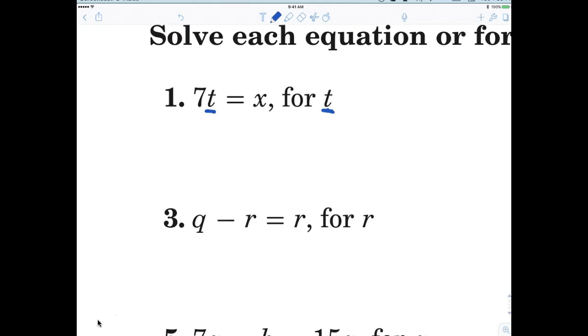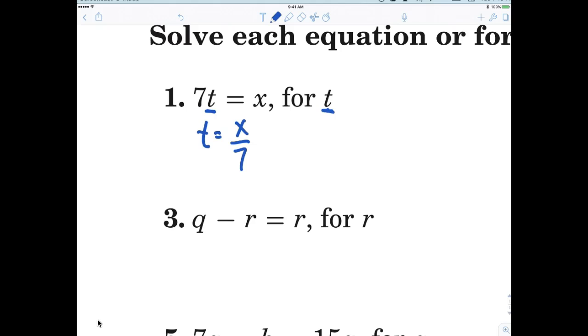If you understand that, what operation holds the 7 and the t together? What operation? Multiplication. So in order for me to undo multiplication, I would have to do what? Divide. Now, I would want you to tell me that the answer is simply t is equal to x over 7. That's how easy. All right?